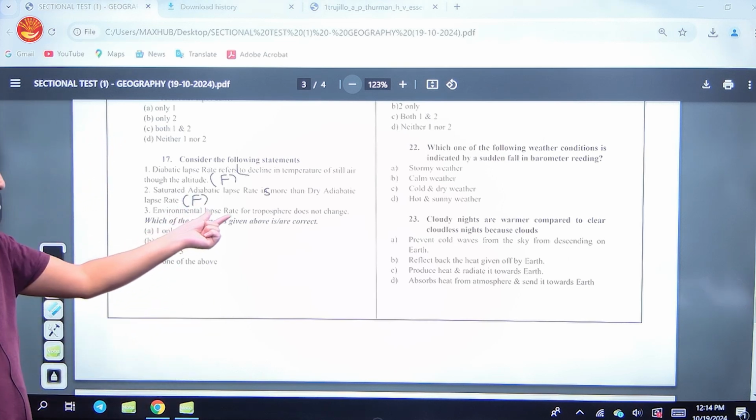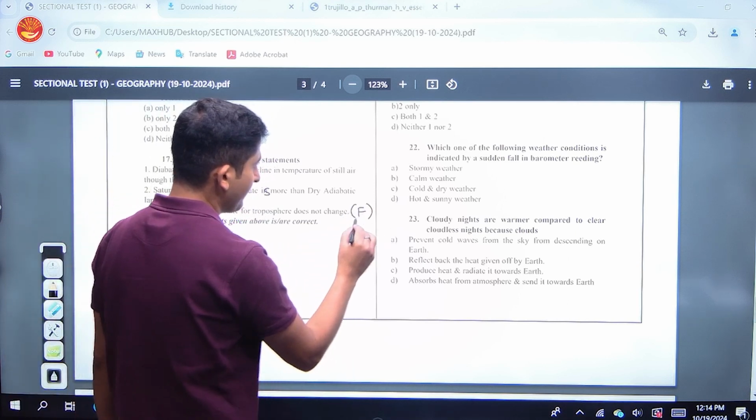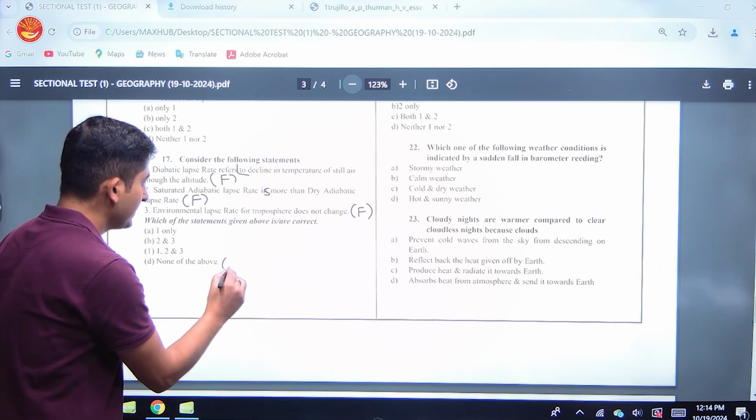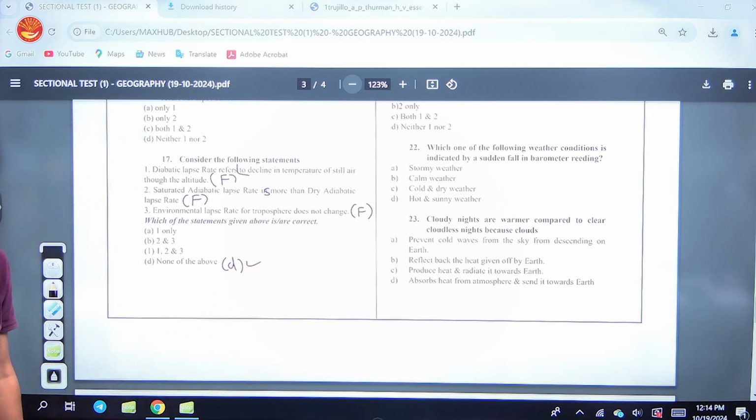Okay, environmental lapse rate for the troposphere does not change. It is again false. It changes from place to place, from day to day. So the correct fit is option D, that is none of the above. They are all false.